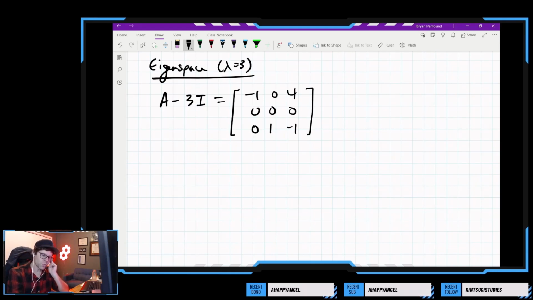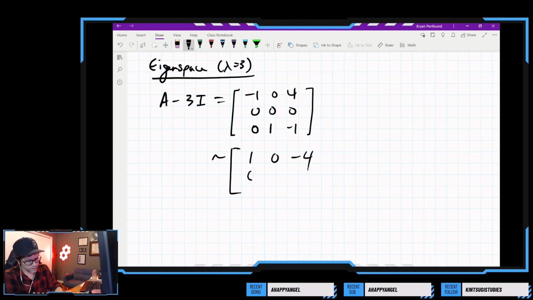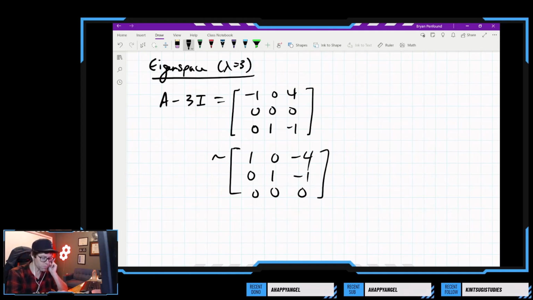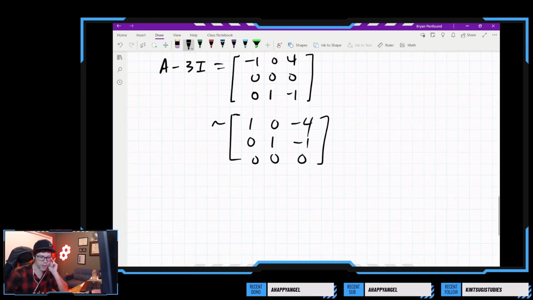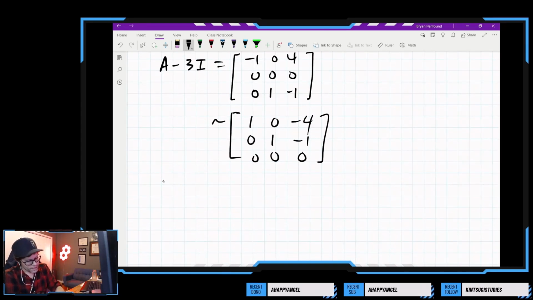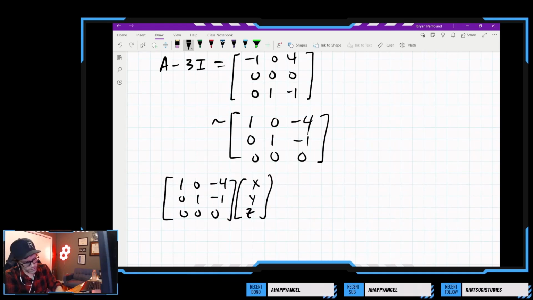What is our reduced row echelon form going to look like? We might need a couple steps here. So let's multiply by minus 1, and let's move our other row up and move our 0 row down. That's probably as good as it gets, to be honest. I don't think I can simplify this much further. So that means that we have this matrix times x, y, z equal to the 0 vector.